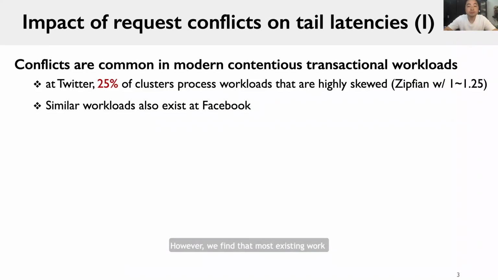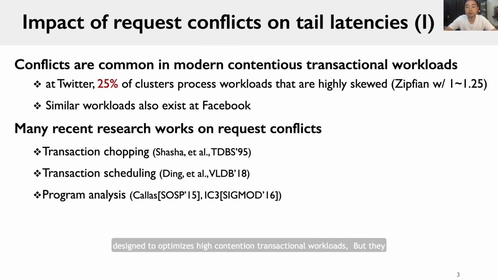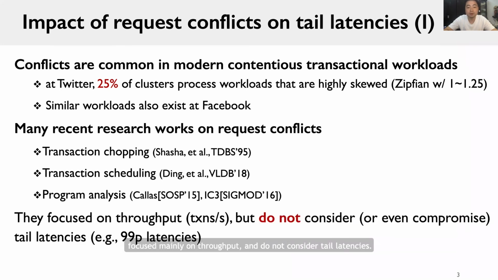However, we find that most existing work ignores that request conflicts also have a high impact on tail latencies. In modern high-contention transactional workloads, conflicts are very common. For example, at Twitter, 25% of clusters process workloads that are highly skewed. We notice that many recent works, such as transactional chopping, are designed to optimize high-contention transactional workloads, but they mainly focus on throughput and do not consider tail latencies.